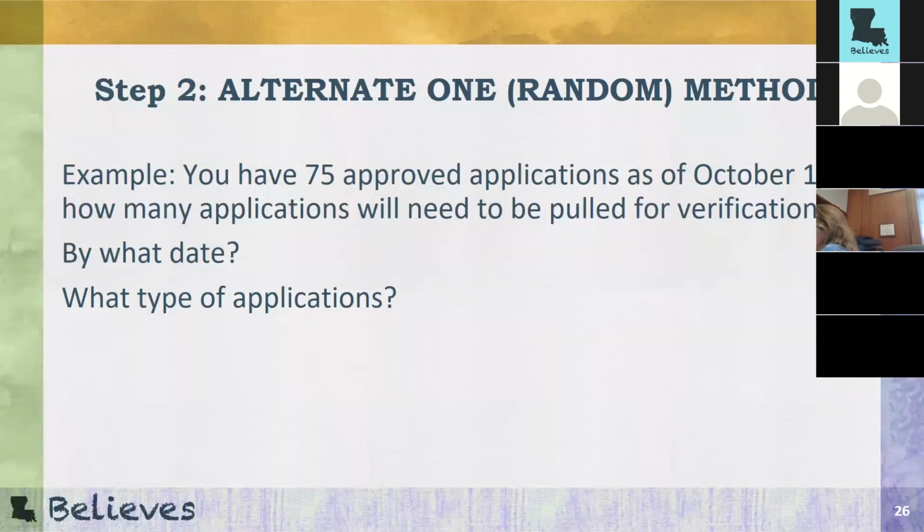Now we'll look at calculating the alternate 1 random method. You have 75 approved applications as of October 1st. How many applications will you need to pull for verification? By what date would you need to pull these applications? And what type of applications will you need to pull?